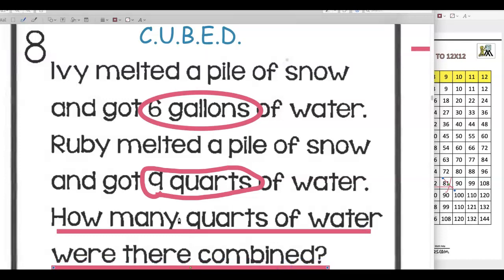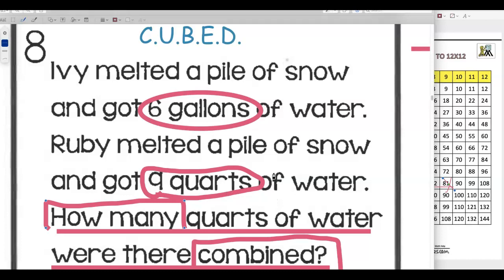Box the keywords. It wants to know how many combined. Well, that's another word for saying in all. How many in all? So I'm going to put these 2 measurements together.